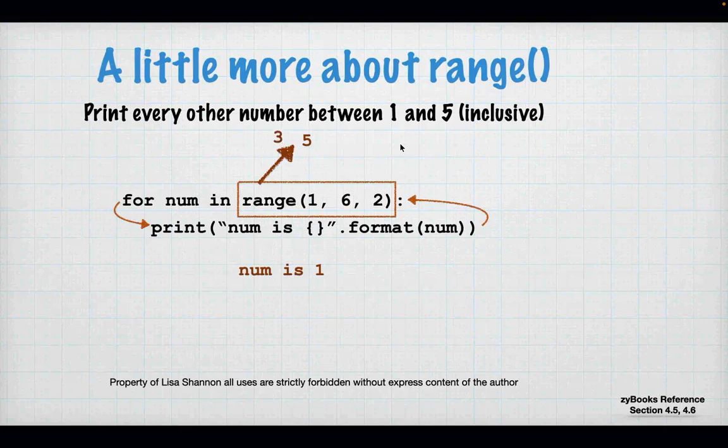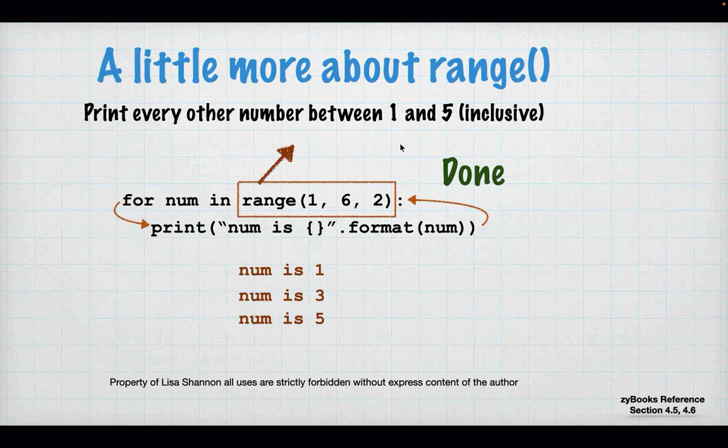So this is what we're following. And num is 5. So there, it's exactly the same two lines of code, and it did something completely different, all because I gave it a starting point and an incrementing point.